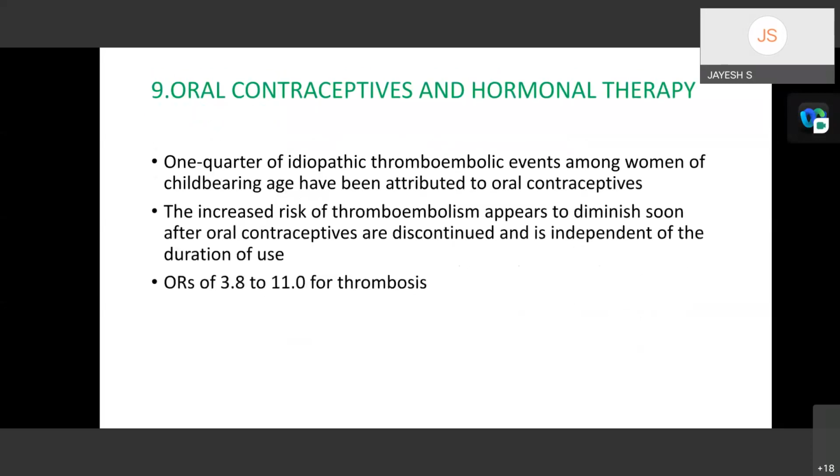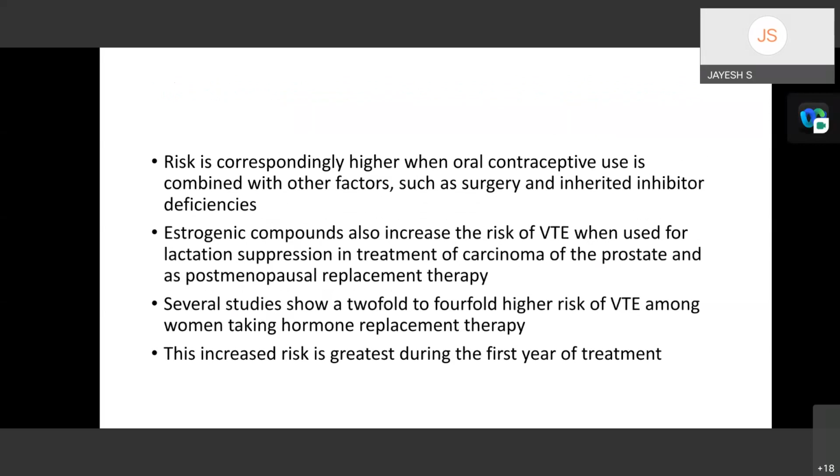Then oral contraceptives and hormonal therapy. A quarter of idiopathic thromboembolic events occurring in women of childbearing age is due to oral contraceptives. And the increased risk of thromboembolism appears to diminish once the oral contraceptives are discontinued, and it is independent of the duration of use. The odds ratio of thrombosis is from 3.8 to 11. Risk is correspondingly higher when oral contraceptive use is combined with other factors such as surgery and inherited inhibitor deficiency.